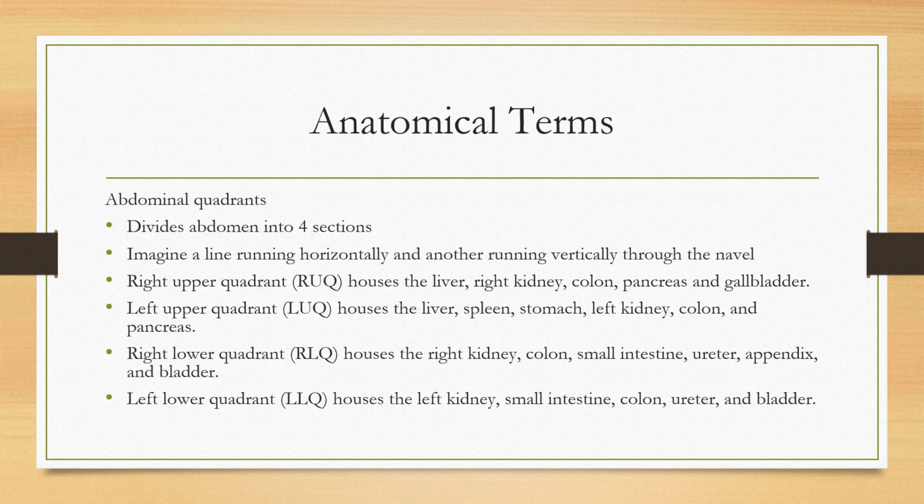So abdominal quadrants. I'm not sure why this got coupled in with this section, but we're going to rock it anyway. So imagine a line that makes kind of a crosshair in your belly. So your right upper quadrant, or your RUQ, houses your liver, right kidney, colon, pancreas, and gallbladder. Your left upper quadrant houses your liver, spleen, stomach, left kidney, colon, and pancreas. The right lower quadrant, this houses your right kidney, your colon, small intestine, ureter, appendix, and bladder. And then your left lower quadrant houses your left kidney, small intestine, colon, ureter, and bladder.